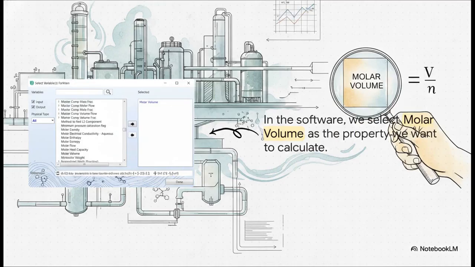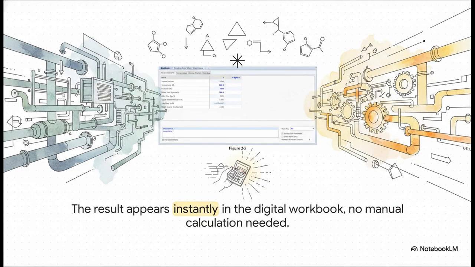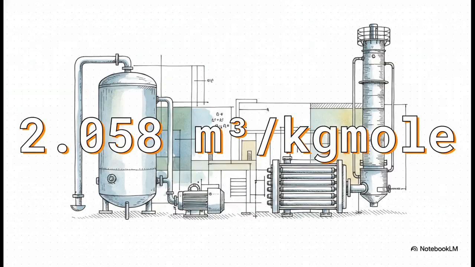Next, we just tell HYSYS exactly what we need to calculate. Here, it's the molar volume. And just like that, the answer pops up instantly. All that complex math, done in a second. And there it is, 2.058. This is the exact number we need to design the plant's equipment.